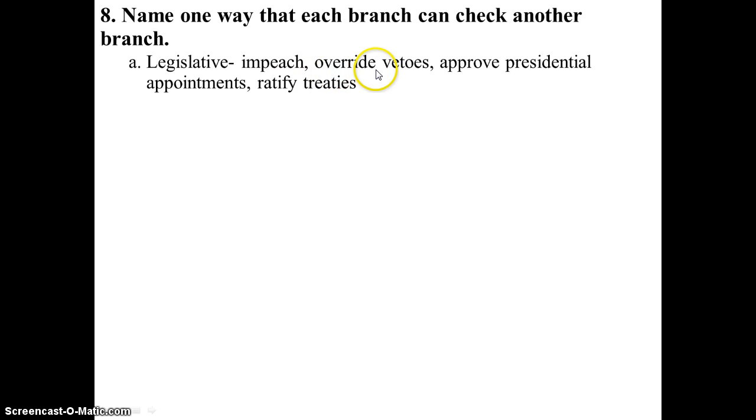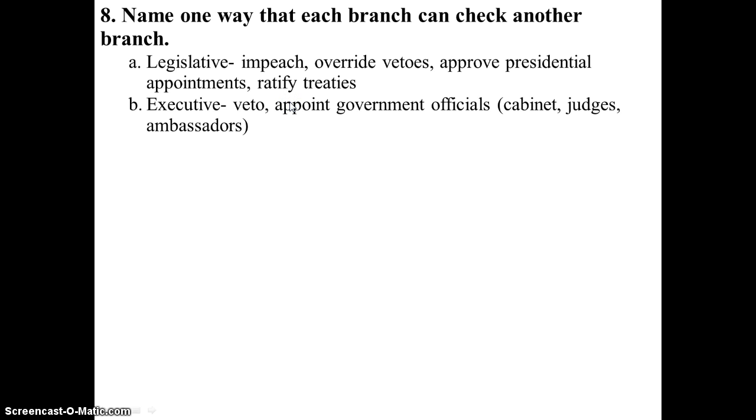They can override vetoes. They can approve presidential appointments. So when we're talking about presidential appointments, we're talking about when they appoint ambassadors or cabinet members or judges, and they can ratify treaties. Well, what can the executive do?